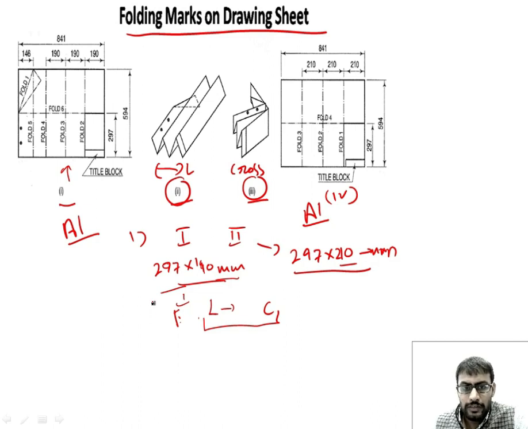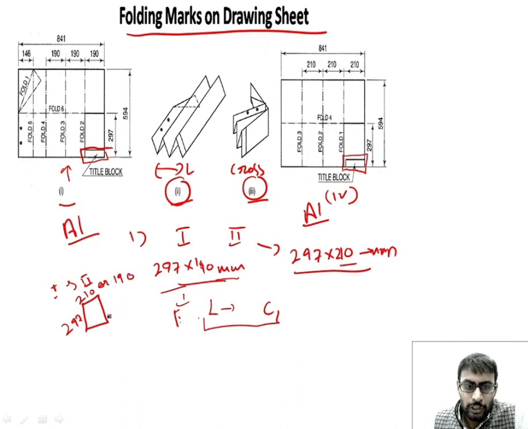And one more thing is there. You can see a title block here. The title block is very important. In both the sheets, you can see a title block. In the crosswise fold, with method 1 or 2, in both cases this title block should be on the top side. After the folding, the sheet remains in this dimension, for example 297 and 210, or in the first case 190. So the title block should be visible on the top side.